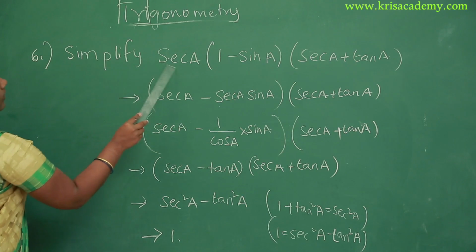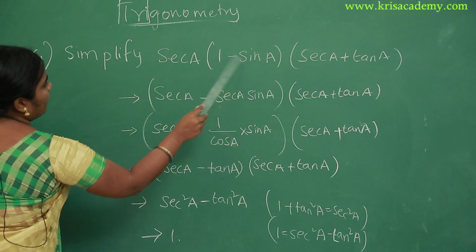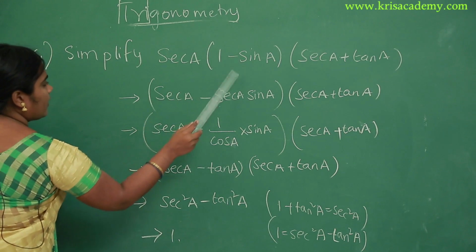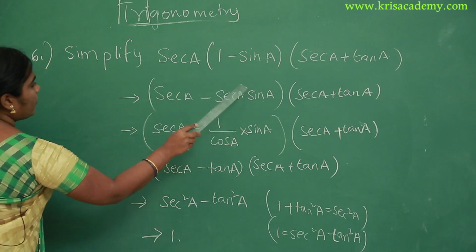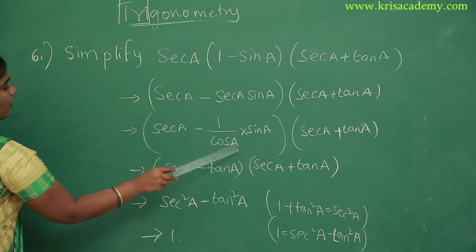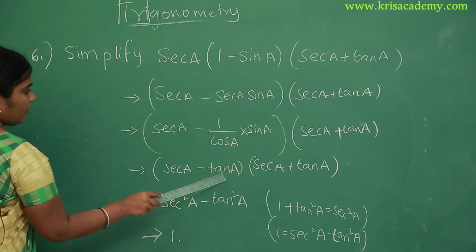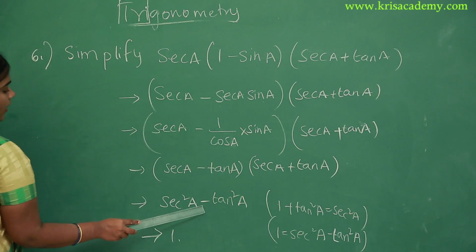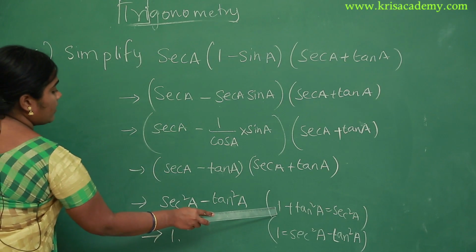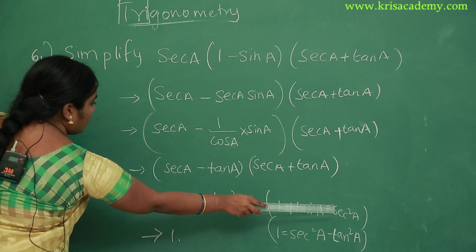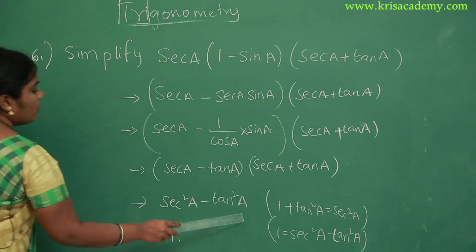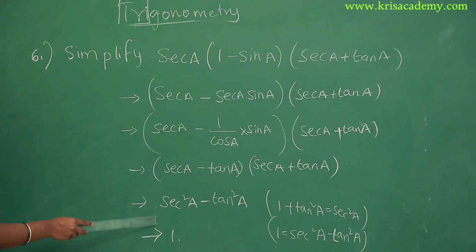Once again simplify. Secant A multiply 1 minus sin A. First multiply these two. 1 into secant A is secant A. Secant A into sin A is secant A sin A. Secant is a reciprocal, 1 by cos A. Sin by cos is nothing but tan A. A plus B into A minus B is A square minus B square. Now we are using the identity 1 plus tan square A is equal to secant square A. 1 is equal to secant square A minus tan square A. So in place of secant square A minus tan square A, our value is 1.